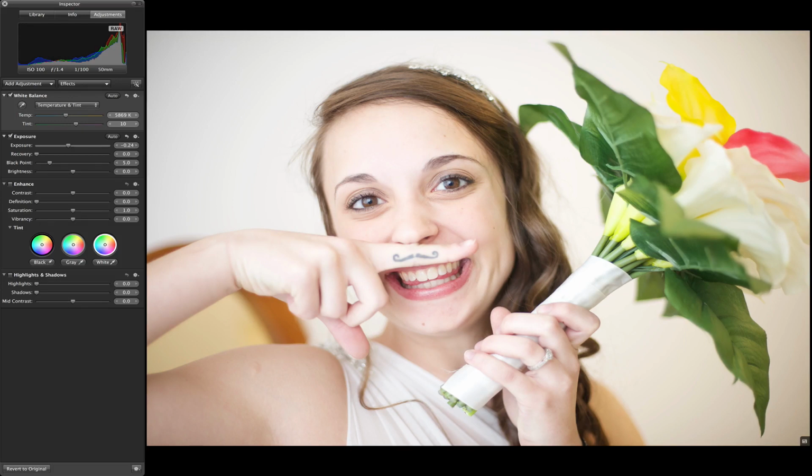And then once I've got the overall general image the way I want, then I can apply different effects or touches or feels or anything that may complement the photograph based on what the client is looking for.